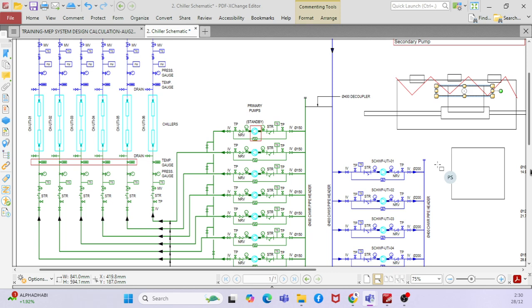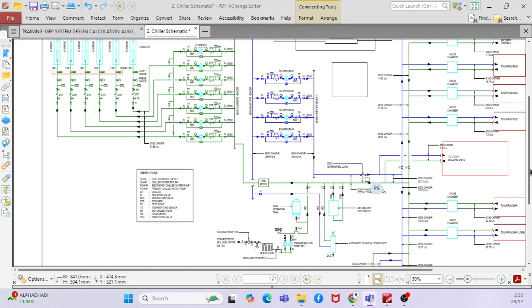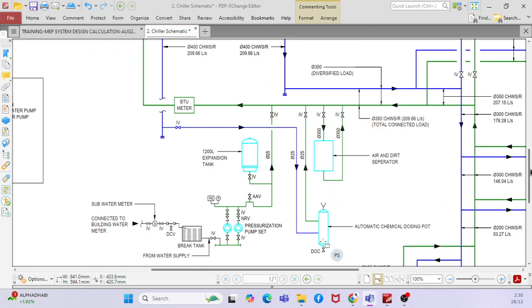But if you see one of my projects, where a network is available, still the owner went with his own air cooled chiller. That is also his decision. So that is one of the factors. So this is the basic chilled water network. Then in the chilled water network, typically you will have an air and dirt separator.